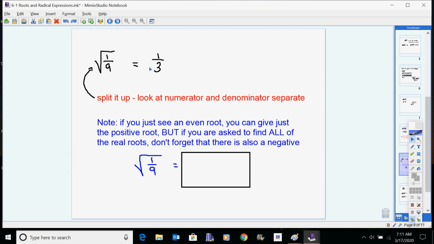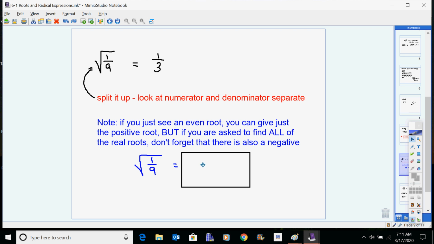Okay. Now, fractions. I know that some people don't necessarily love fractions, but fractions do not have to be horrible. When you take a square root of a fraction, just think about it as the square root of the numerator divided by the square root of the denominator. So square root of 1 is 1, square root of 9 is 3, and you're thinking of it as two different problems.